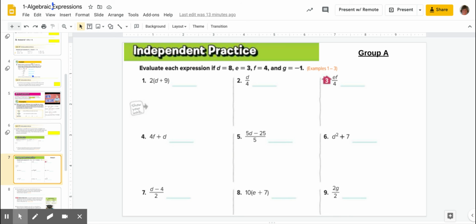Okay, so we have some independent practice problems here. You will work on several of these, and you will answer them in your Ed puzzle.